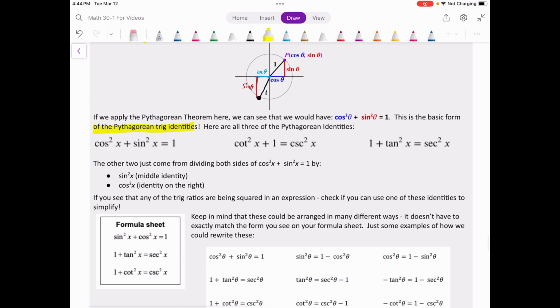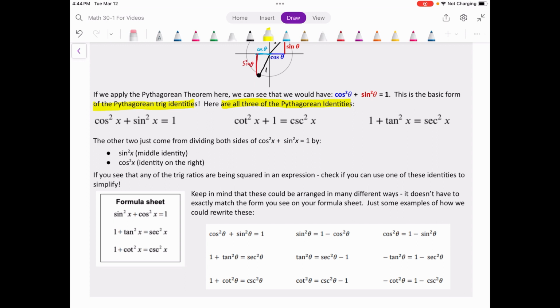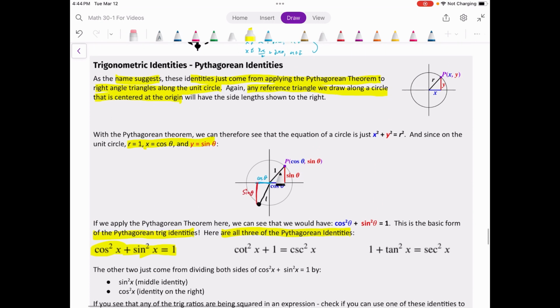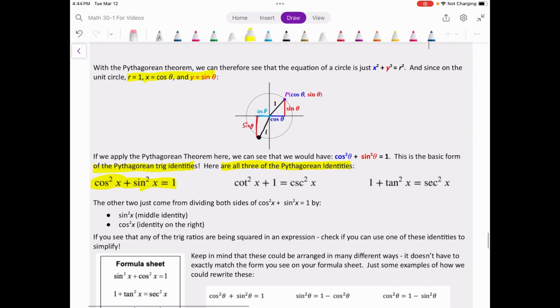Here are all 3 of them. Don't panic. I know the other 2 don't seem quite as obvious. They actually just come from doing some simple algebra. They also can come from thinking about different relationships within this situation, looking at things like cotangents and cosecants and secants. But you can also look at them as coming from this one if we just divide both sides by something, we can come up with these 2.